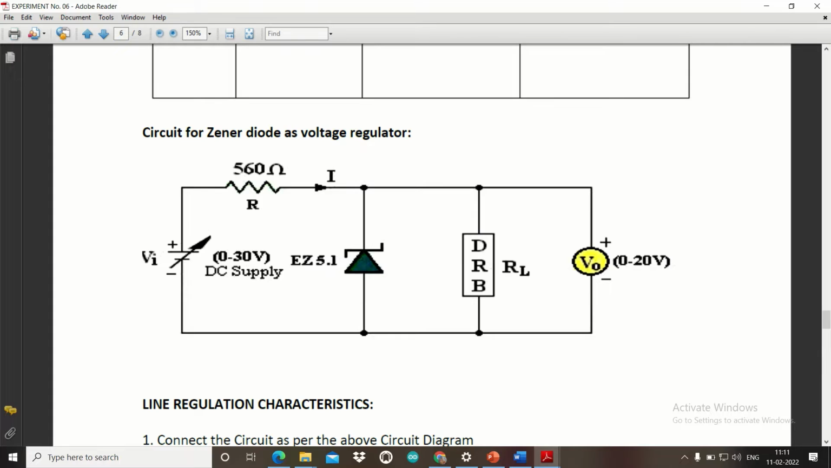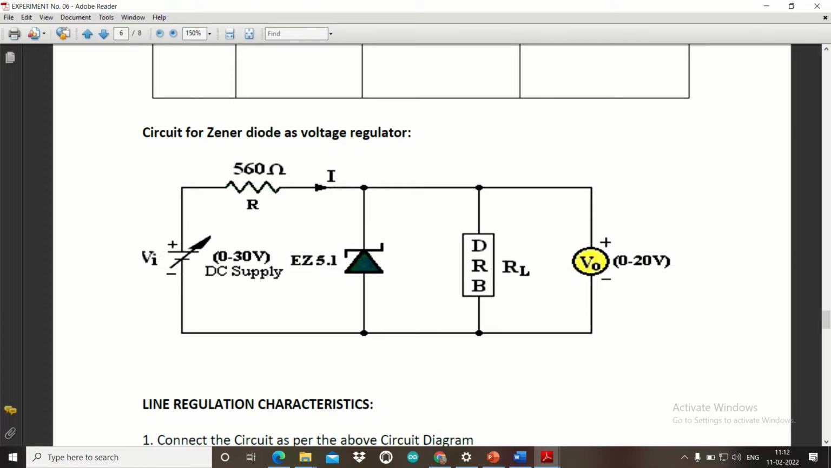When we are performing such measurements, this is the circuit for that. You can see in front of you that there should be a variable supply. The Zener should be connected, obviously, in reverse bias. There should be a load connected in parallel to the Zener, and finally there will be a voltmeter through which we can measure the output voltage.